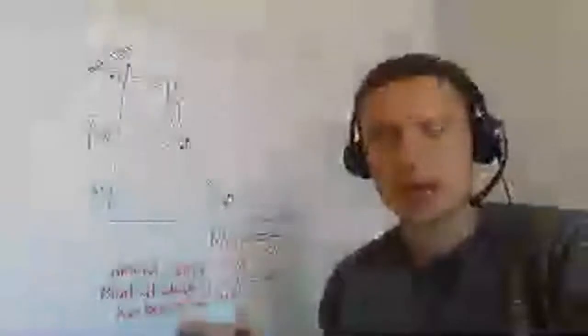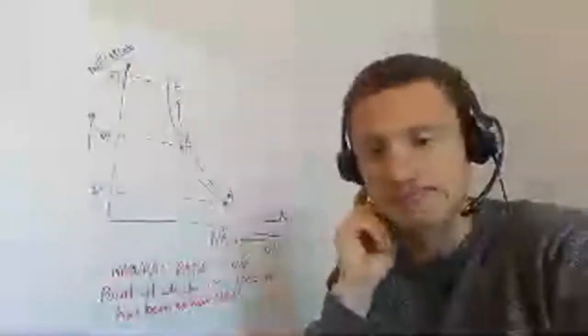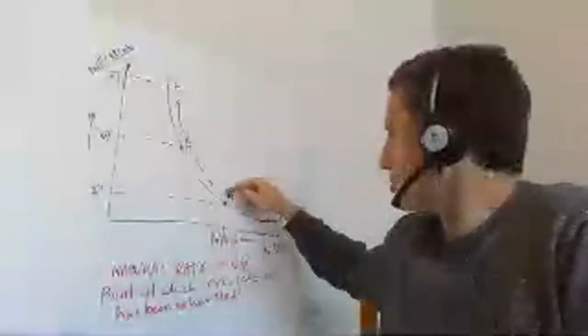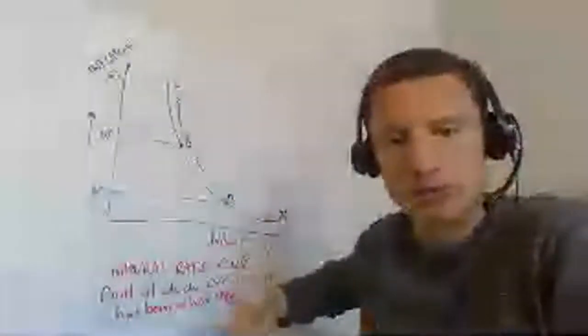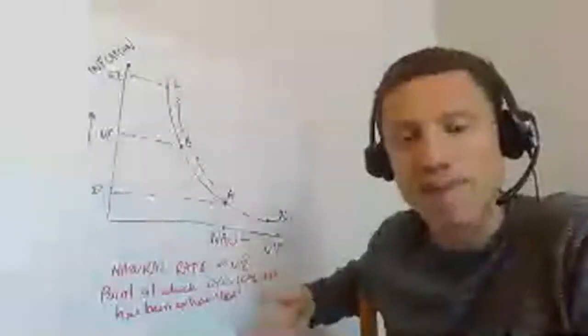I'll talk you through that again very quickly, just in case you missed it. So what we're saying is, to employ people below the natural rate of unemployment, you're going to have to pay above market wages.